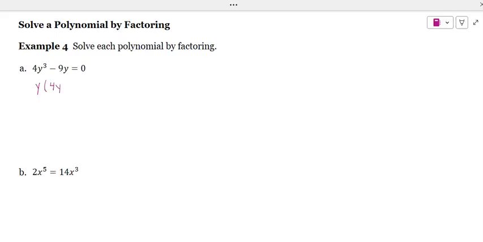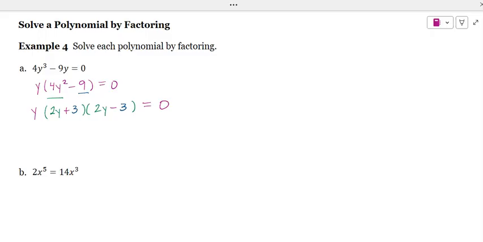So I'll factor a y out of each of the terms that is listed there. And then what's left in parentheses is a difference of squares. The first term, 4y squared, its square root is 2y. And then my second term, 9, its square root is 3. When I have a difference of squares, I have a plus in the middle of one of those terms and a minus in the middle of the other term. So here's my factored version.